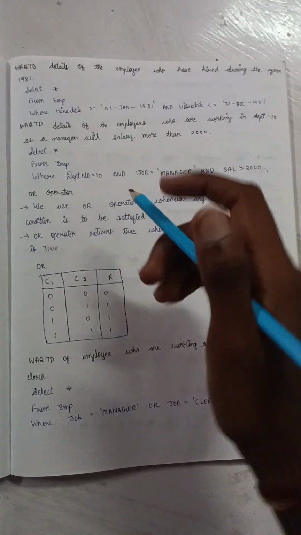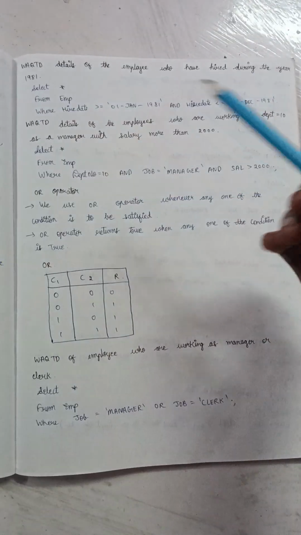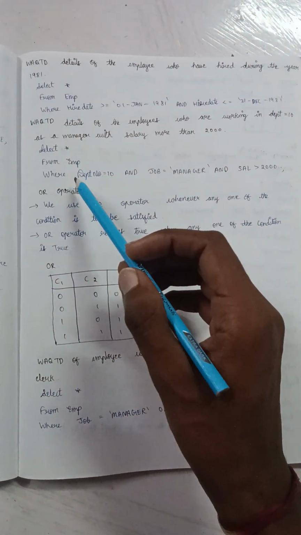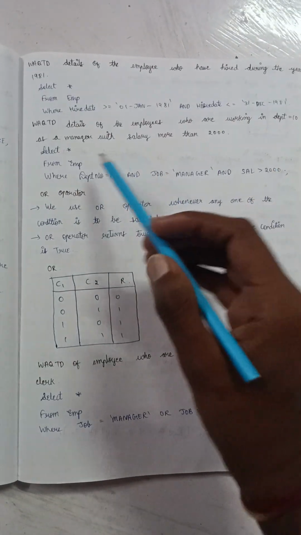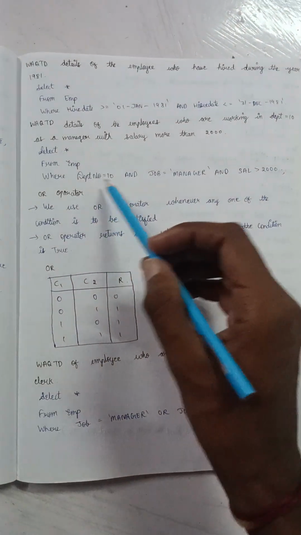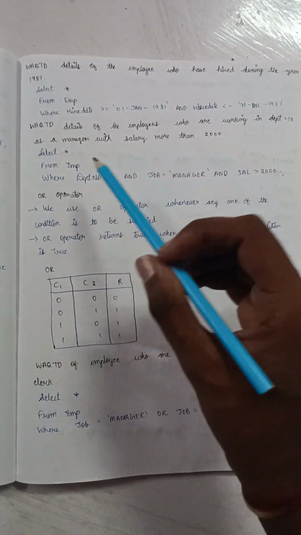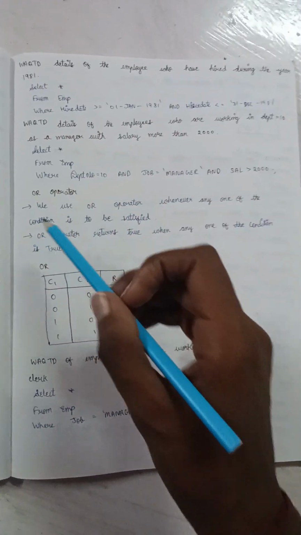We can use this by combining two or more than two conditions. So we can get the department number equal to 10 and job is equal to manager and salary greater than 2000. So if all the conditions are true, then only that row is displayed.